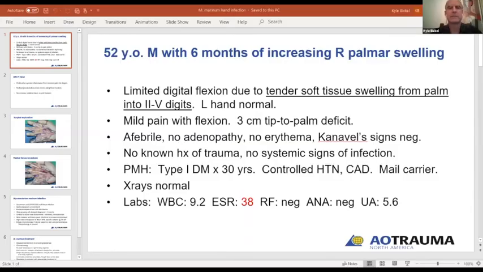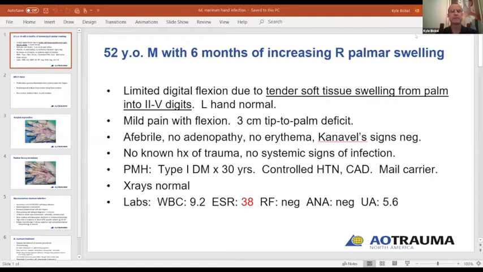So I have a case of a 52-year-old gentleman with 6 months of increasing right palmar swelling. He presented with limited digital flexion with a lot of soft tissue swelling from the palm extending into the index through small fingers. His left hand was completely normal. He didn't recall any trauma at all. He had mild pain with flexion and was only able to generate a 3-centimeter tip to palm deficit when he attempted to close his fist.